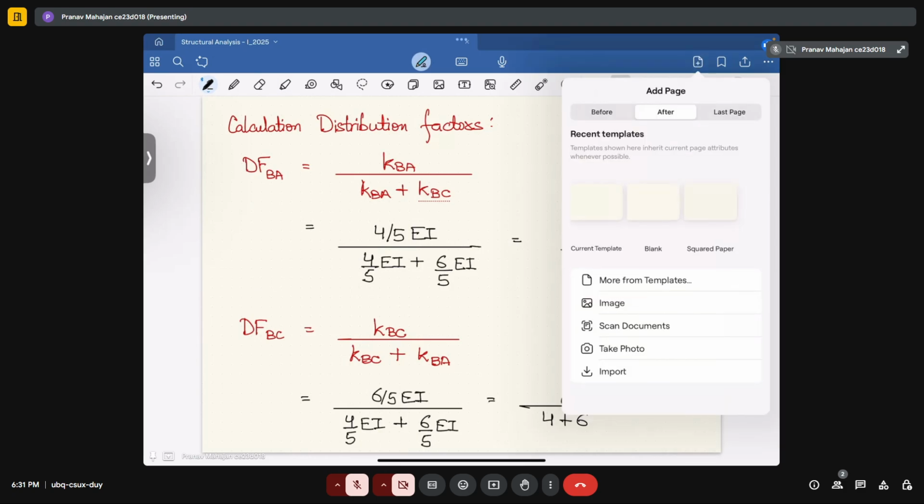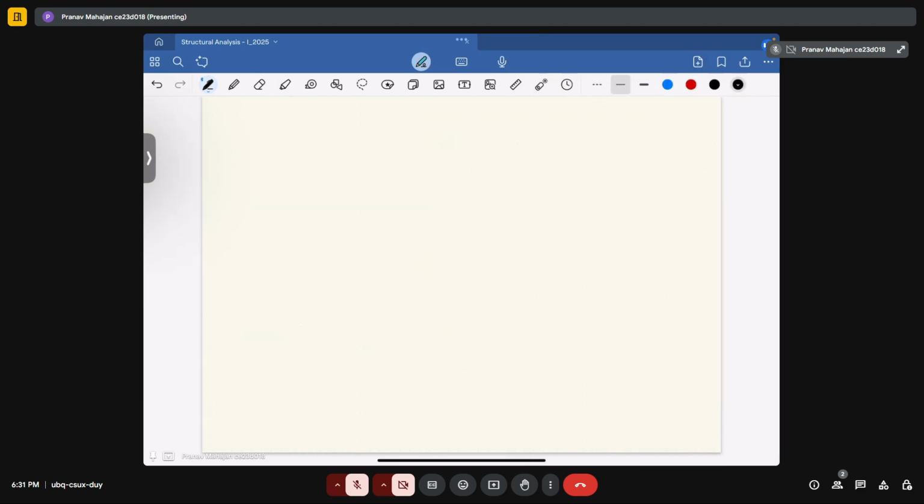Now you have to find the absolute bending moment at different ends. So what will you do? We will start with calculating the fixed end moments.